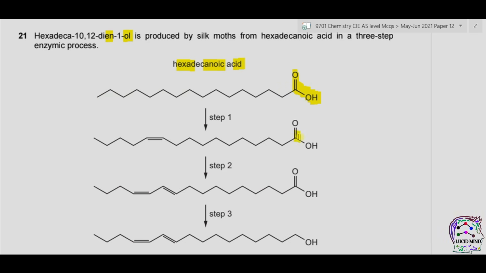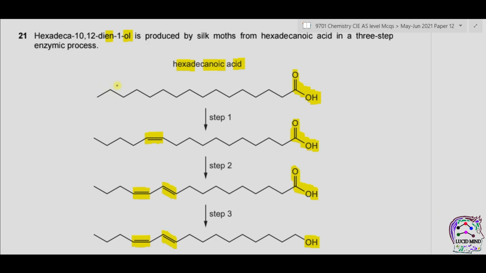In step 1 we can see there is no change in functional group. Alkane is converted into alkene. Then in step 2 again the carboxylic acid is the same. Instead of one alkene, another alkene is produced. Then we have carboxylic acid reduced into alcohol, and the number of alkenes remains the same.